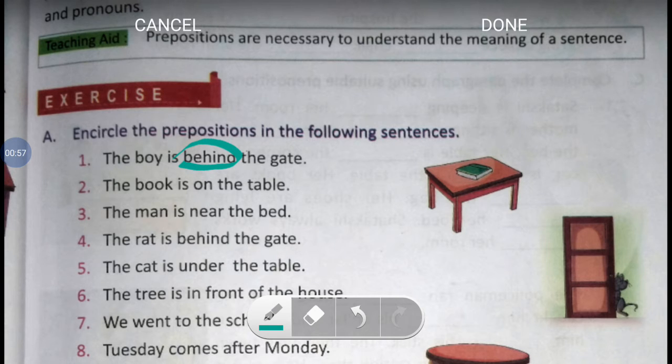Second, the book is on the table. Behind means क्या होता है? पीछे. Okay? The book is on the table. Here you can see. It means table के ऊपर. So on is preposition. Next, the man is near the bed. Near is preposition. The rat is behind the gate. Again, it is preposition. Let's go further.